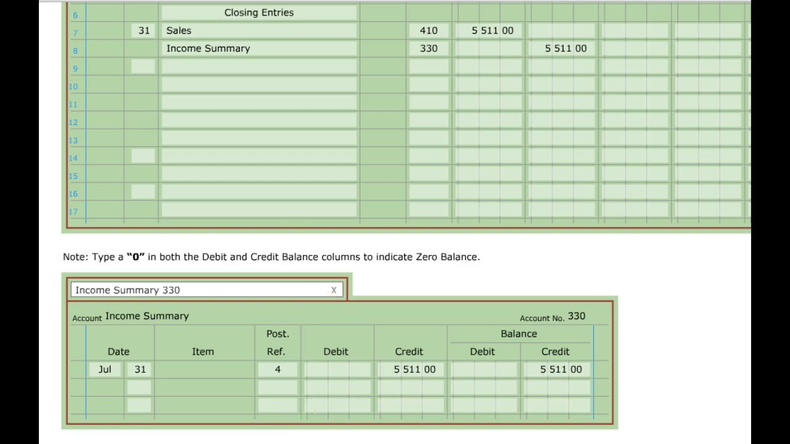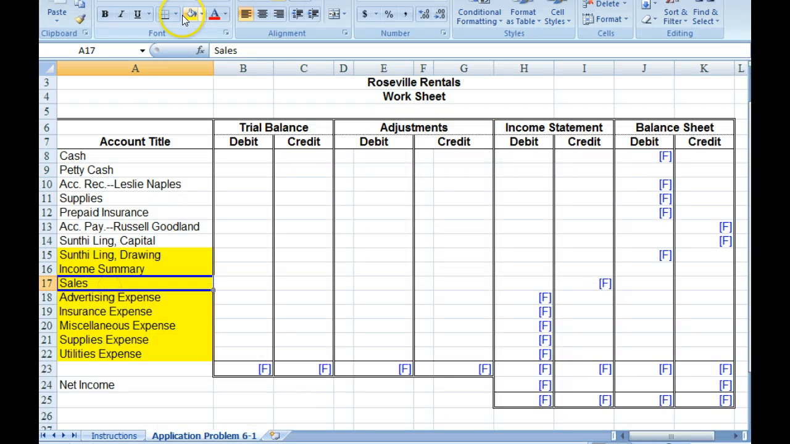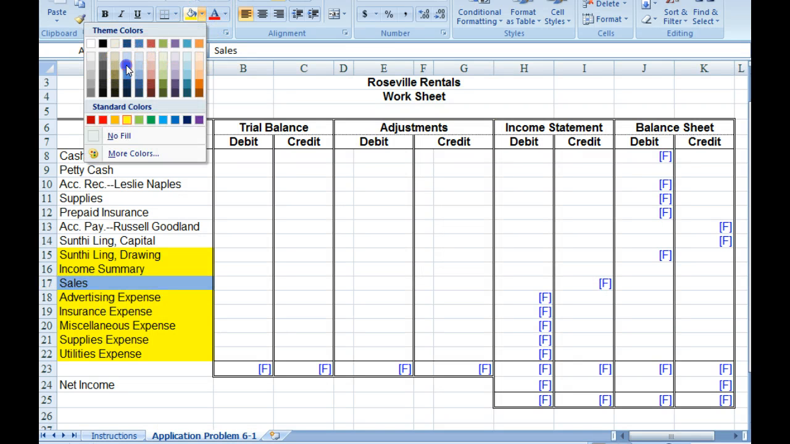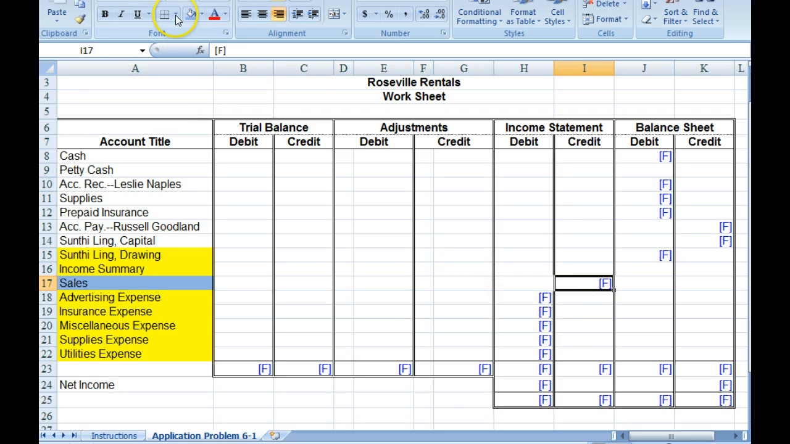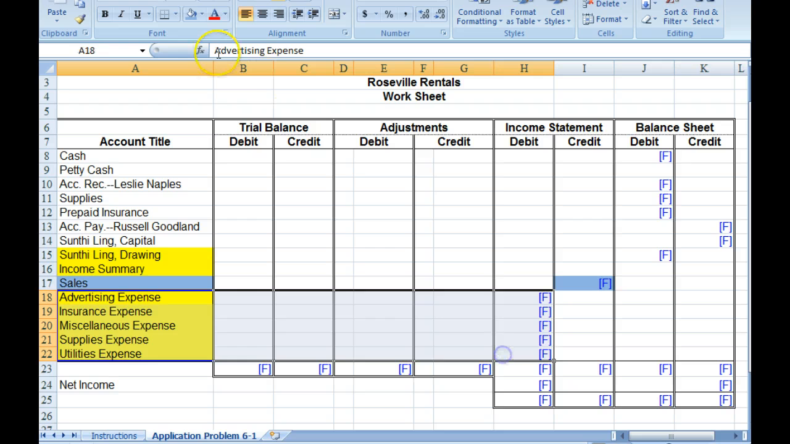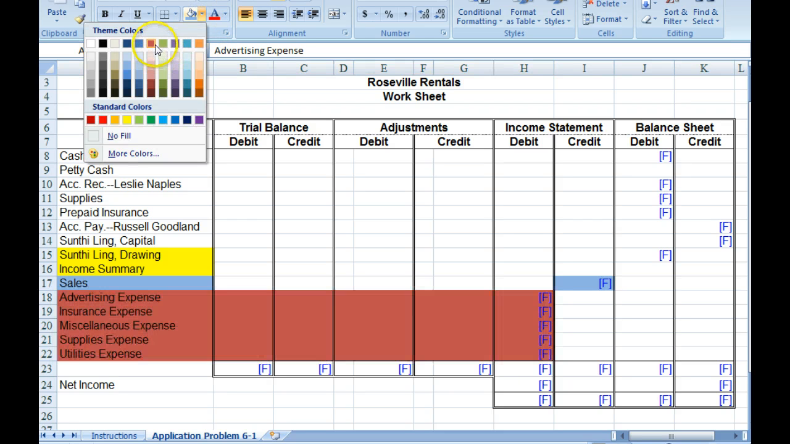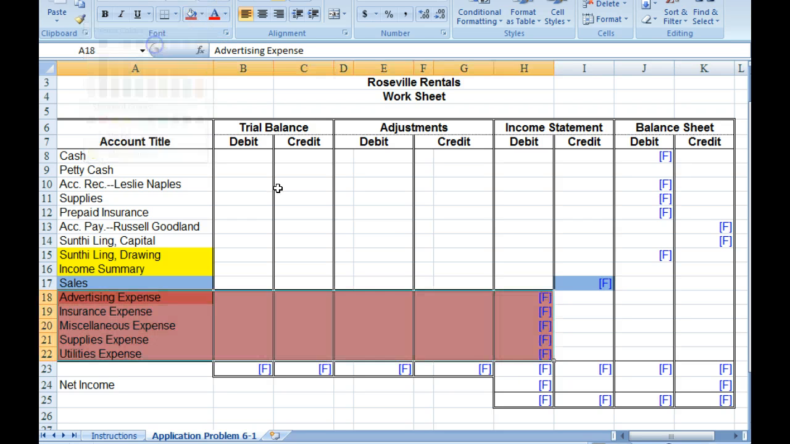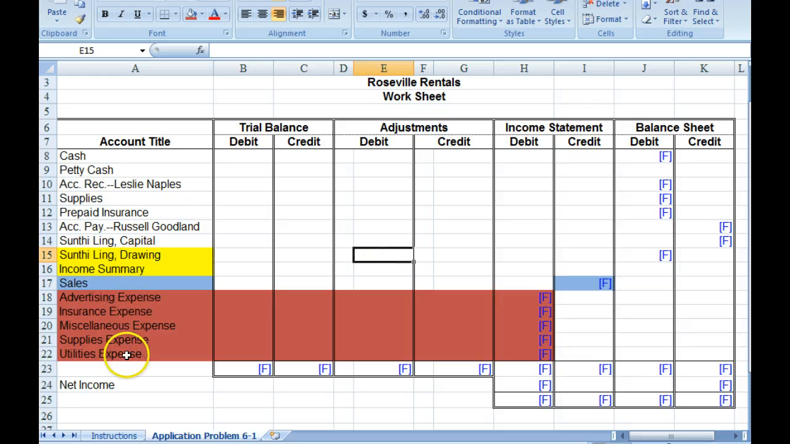All right, next step. Okay, after we've done sales, anything with a credit balance, we do that first. The second step is we close anything with a debit balance. Okay, that's in the income statement side, aka expenses. So anything that has a debit balance, we're not including drawing. So we're going to go ahead and put all these expenses down.